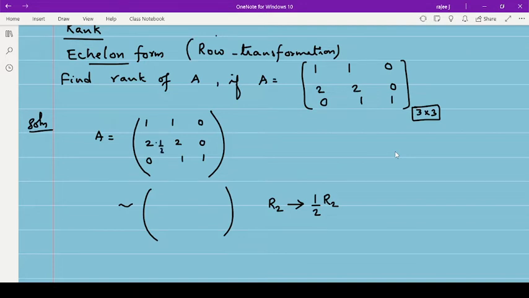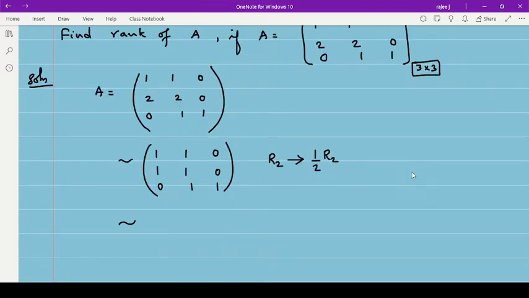So the first row is kept as it is. Second row: 2 into 1 by 2 is 1. Again in the second row, this 2 multiplied with 1 by 2 also becomes 1, and 0 multiplied with 1 by 2 becomes 0. And the third row, for the time being, keep it like this only, 0 1 1. Now if you look at this, R1 and R2 are the same. If I subtract, R2 changes to R2 minus R1.